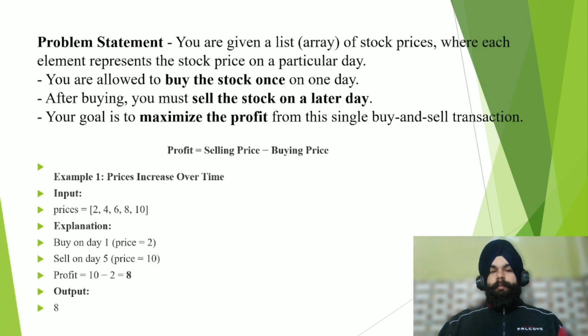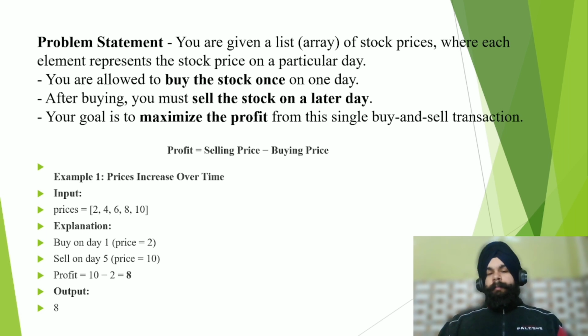Our today's topic is stock buy and sell. Firstly, we have to go through the problem statement. Let's suppose you are given a list, an array of stock prices, where each element represents the stock price on a particular day, and here are the rules. You are allowed to buy the stock once on one day, and after buying you must sell the stock on a later day, and your goal is to maximize the profit from the single buy and sell transaction.